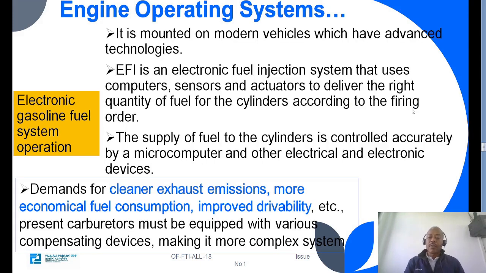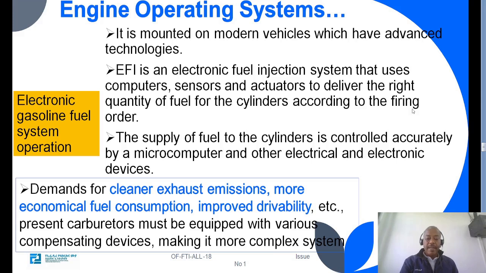Electronic gasoline fuel system operation. It is mounted on modern vehicles which have advanced technologies. EFI is an electronic fuel injection system that uses a computer, sensors, and actuators to deliver the right quantity of fuel to the cylinders according to the firing order. The supply of fuel to the cylinder is controlled accurately by a microcomputer and other electrical and electronic devices.